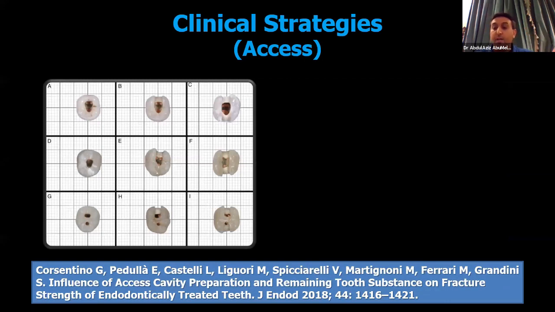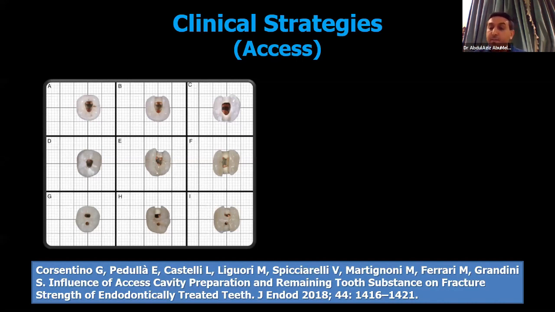Second thing, people say if you made the access smaller, it will have much more strength on the tooth from the loading. This is a nice study by Corsentino from Italy, which he made in a very logical way. He took a control, which is the sound tooth.